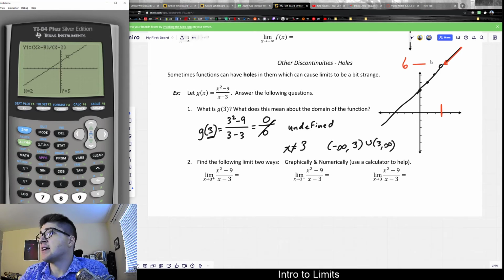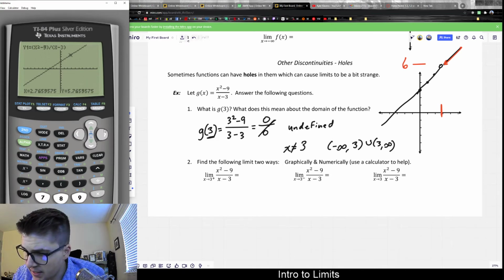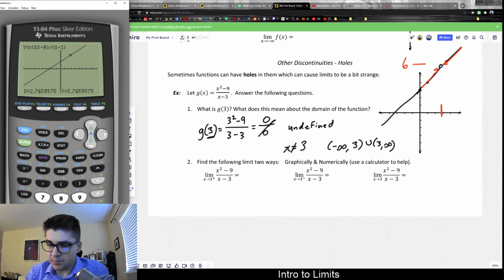But on the right-hand side, it appears to be headed towards the point along the line. And again, what I could do is even take my cursor and trace along here. If I'm getting closer and closer to 3, it appears to be headed towards 6. And same with the left-hand side, as I'm getting closer and closer on the left-hand side limit there. So I'll go ahead and write that down here. The right-hand side limit appears to be 6 towards 3.